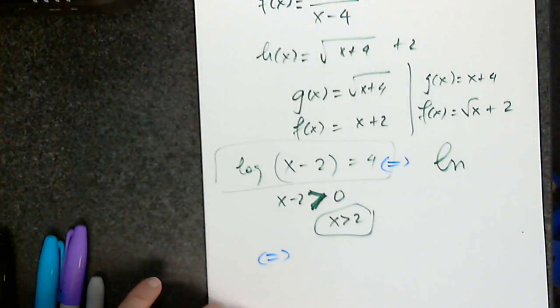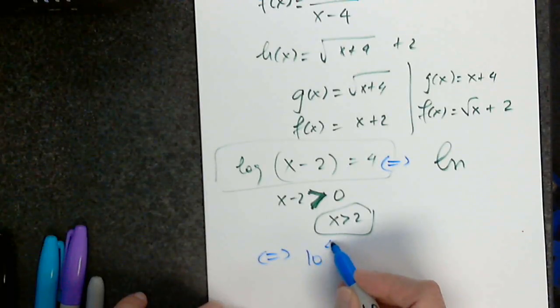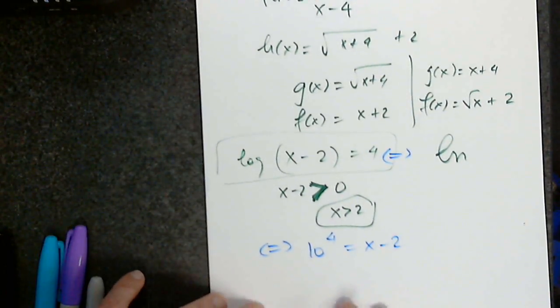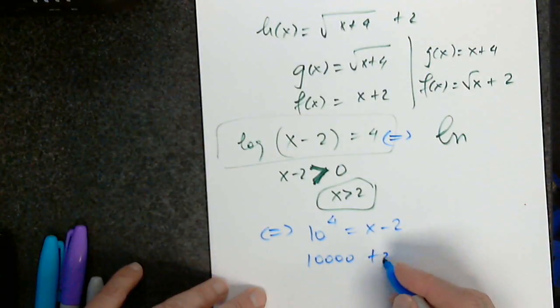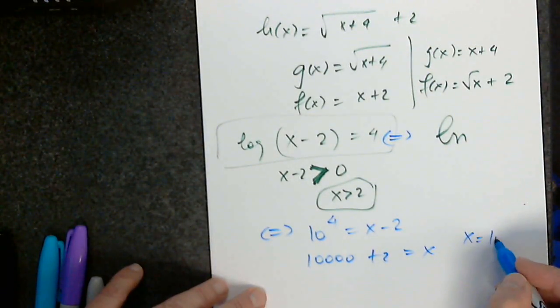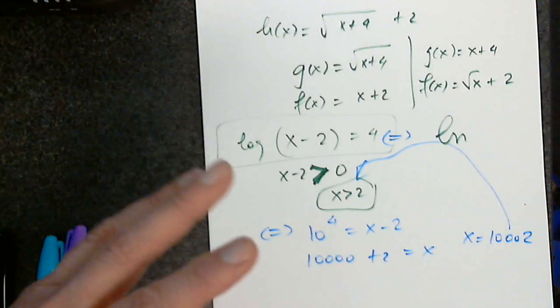How do I change this into an exponential equation? 10 to the 4 equals x minus 2. So this is 10,000, and then plus 2 equals x. So x equals 10,002. Of course, it's a number greater than 2.